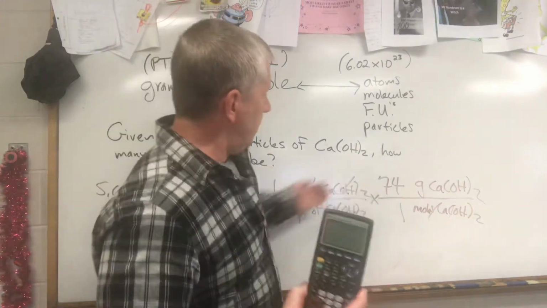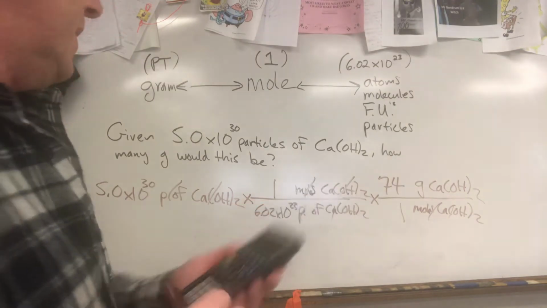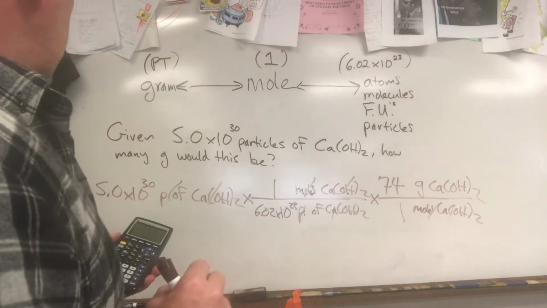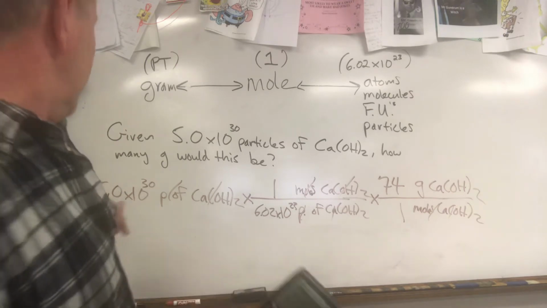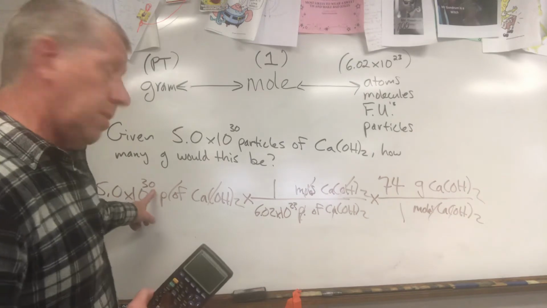And then I'm going to multiply by 74. Then we'll have our final answer. So multiply by 74, and I get, boom, a big number. How many grams? You know why? Because that is a butt ton. That's more than a mole of particles.